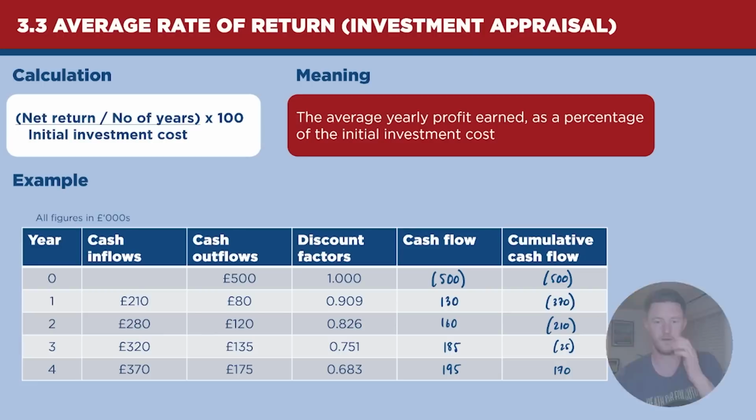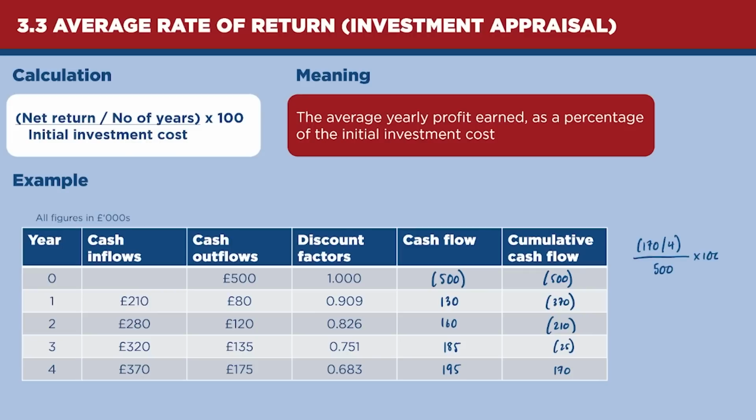And for this one, the formula is net return. Our net return is our cumulative cash flow at the end. So our net return in this instance is 170. So 170 divided by 4, divided by the 500 initial investment cost, times by 100 gives us 8.5%.